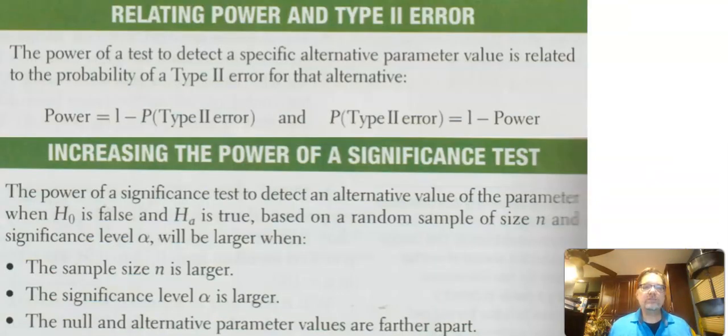So let's relate power and type 2 errors, how they go together. The power of a test to detect a specific alternative parameter value, the 64% shooting stretch, is related to the probability of a type 2 error for that alternative. So power is 1 minus the probability of a type 2 error. Or you can say 1 minus power is the probability of a type 2 error.